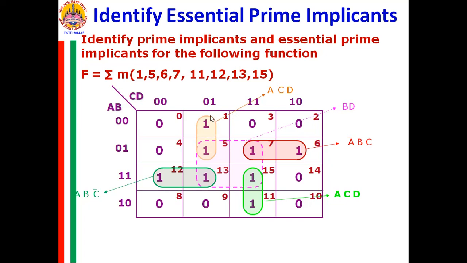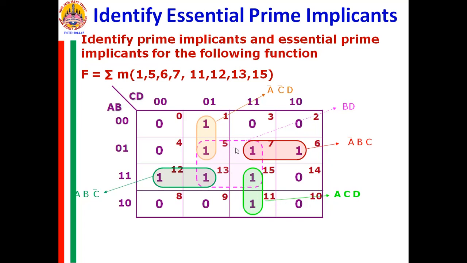So this is an essential cell, and an implicant formed with this cell is called a prime implicant, and this prime implicant is an essential prime implicant. And this is also an essential prime implicant with this essential cell. This is also one essential cell, and this is an essential prime implicant.